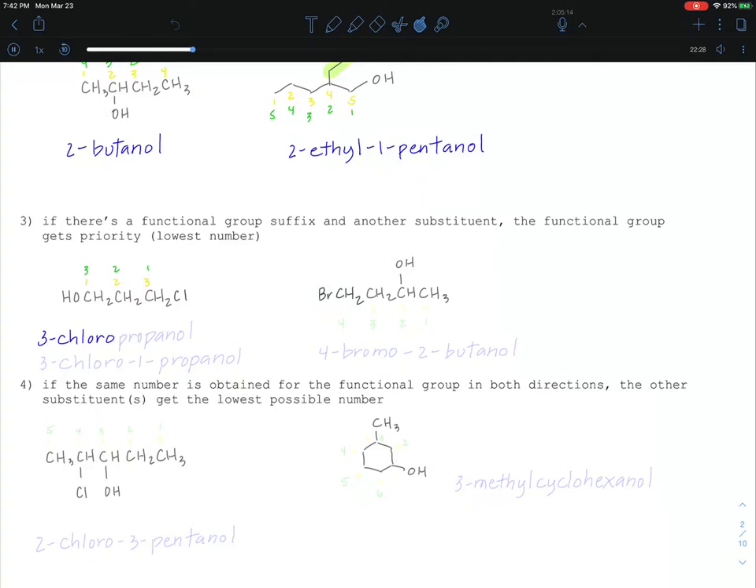Now, you don't have to put the 1 in. If you want to, you can. It's not totally wrong, but we usually don't. This can just be propanol. I guess it wouldn't be super terrible to go ahead and do that because you could have had your hydroxyl group on the second carbon.